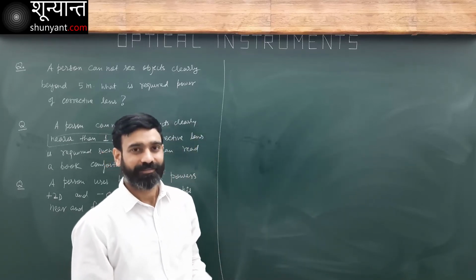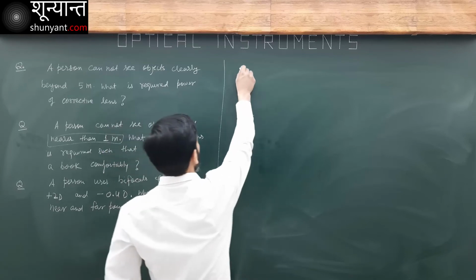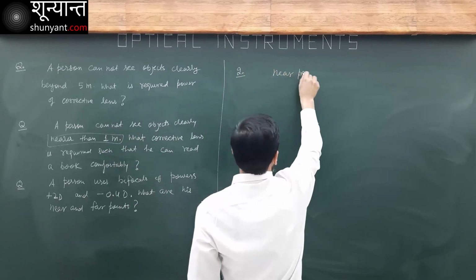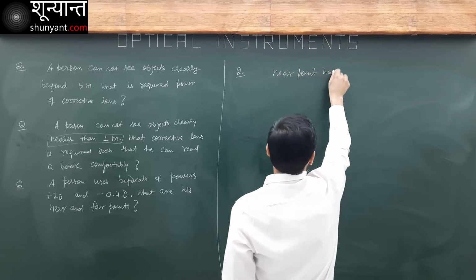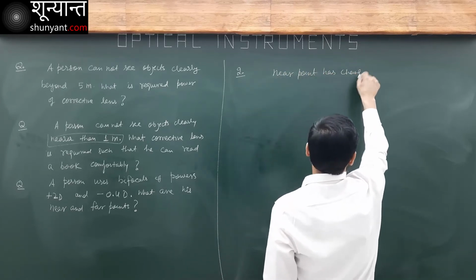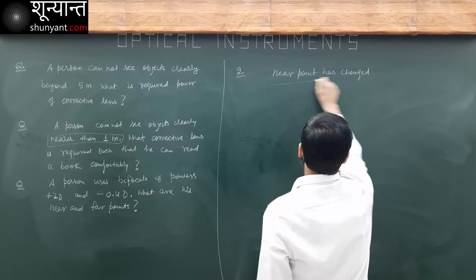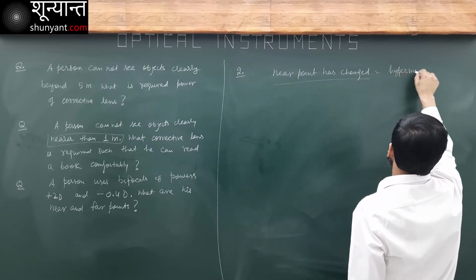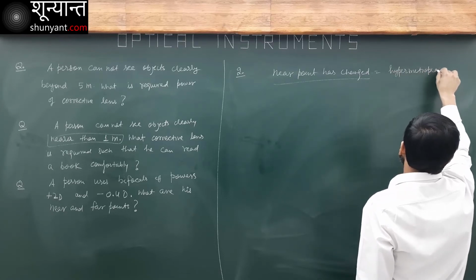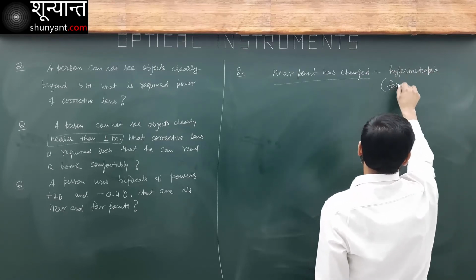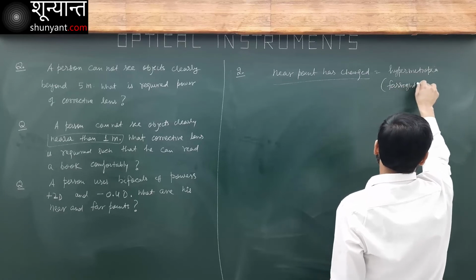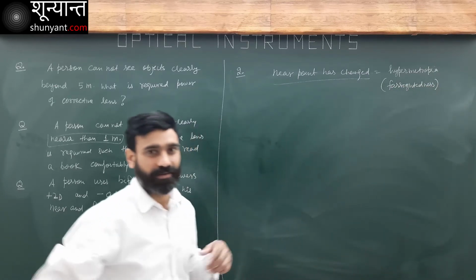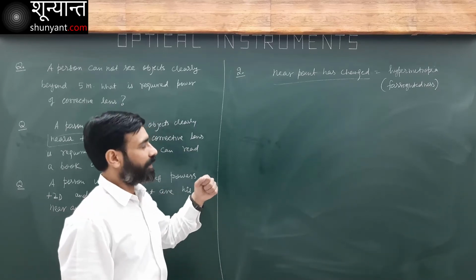What has happened? My near point has changed. The second problem, near point has changed. Okay, it is hypermetropia. It is farsightedness. Okay, how do we correct it?